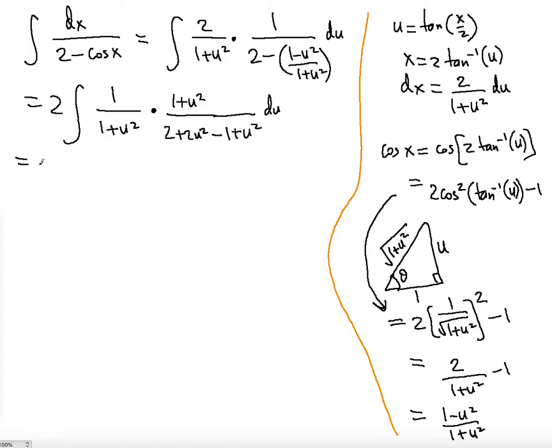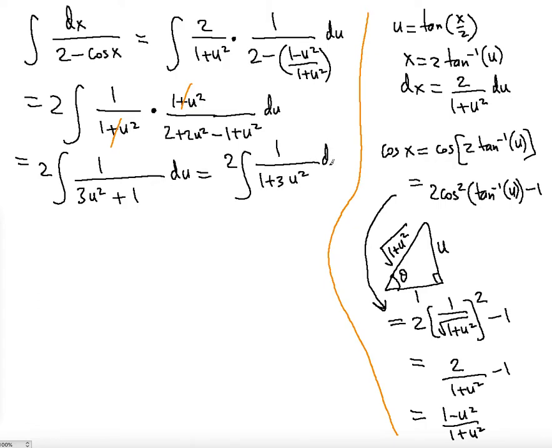Simplifying, look what happens. 1 plus u squared is gone. The denominator becomes 3u squared plus 1, du. And of course you can write it using the commutative property of addition as 1 plus 3u squared, du.